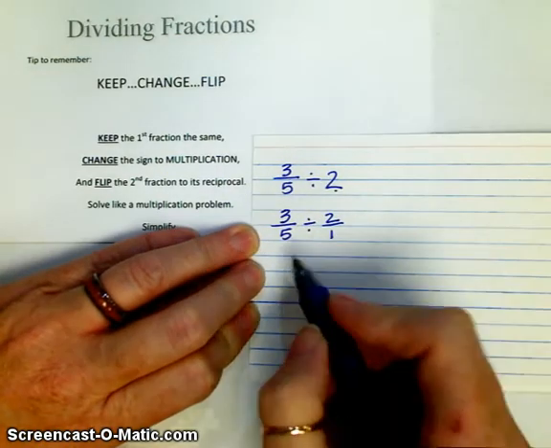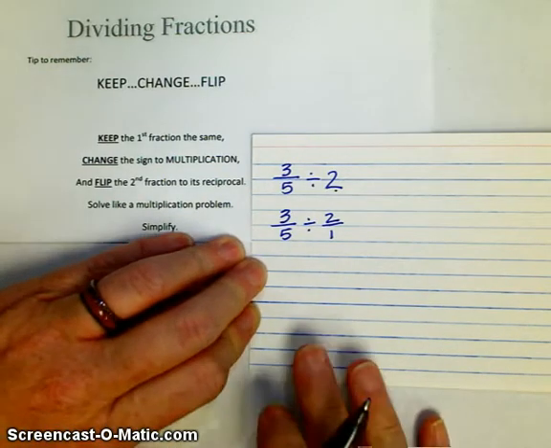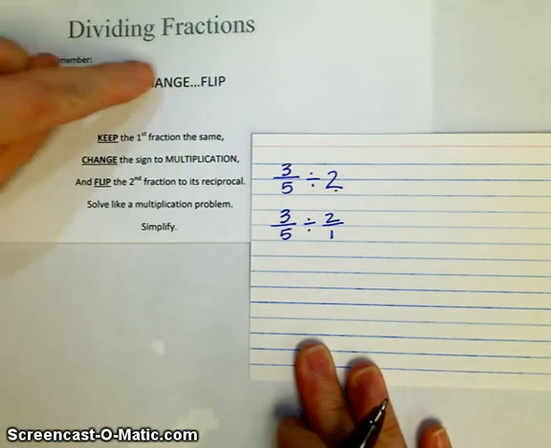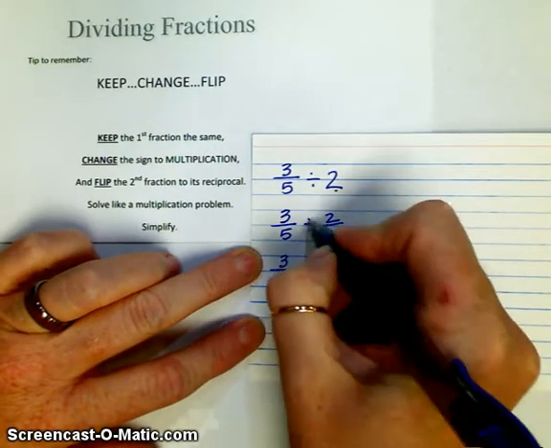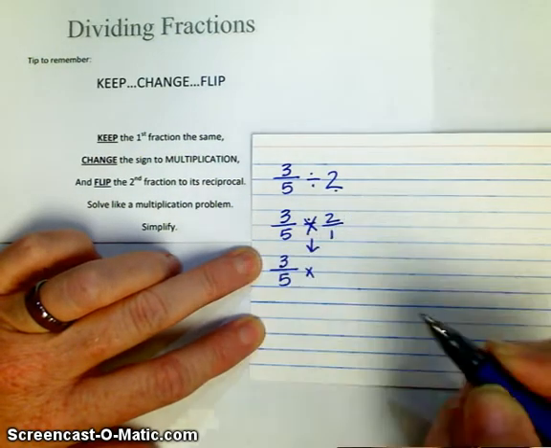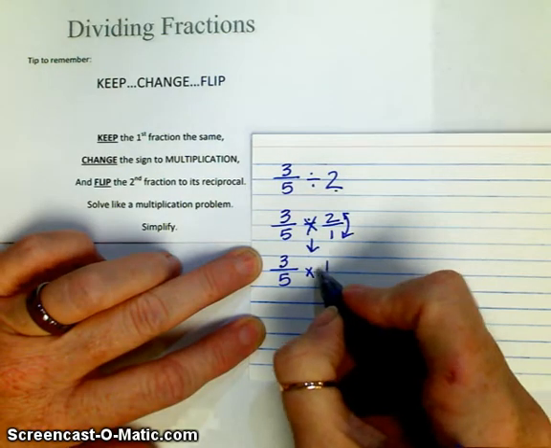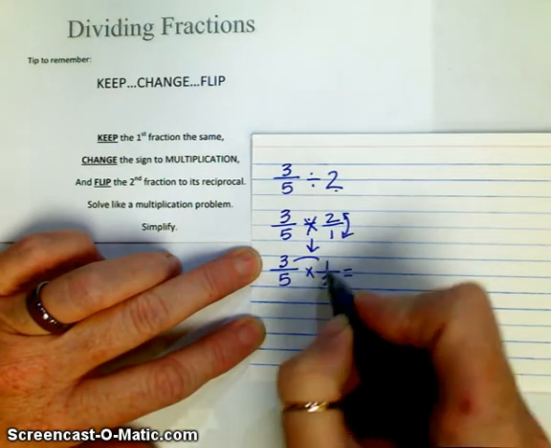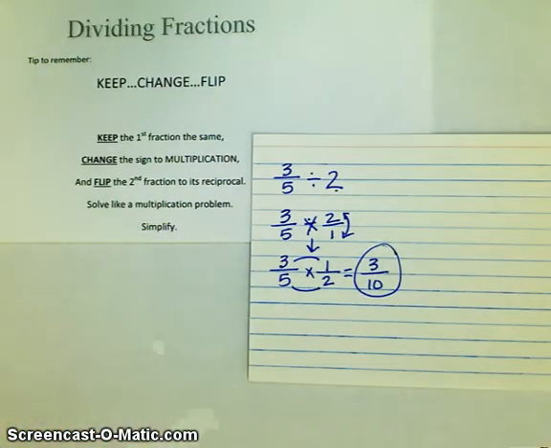From here, we have to do the conversion from a division problem to a multiplication problem using keep, change, flip. So I keep the first fraction. I change the sign to multiplication, and I flip the second one to its reciprocal. Then I multiply my tops and multiply my bottoms, and there's my final answer because 3/10 can no longer be reduced.